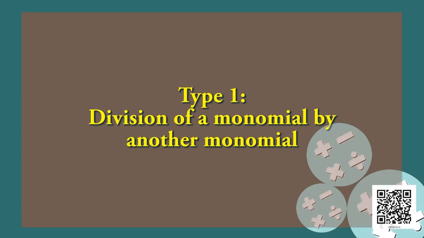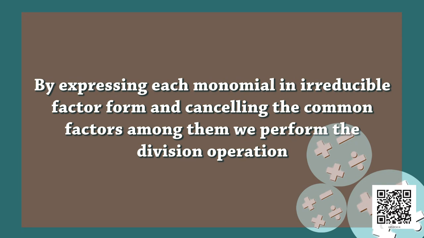Type 1, division of a monomial by another monomial. We know that a monomial is an algebraic expression containing one term. So, for such type of monomial, how to perform the division is explained as below. By expressing each monomial in irreducible factor form and cancelling the common factors among them, we perform the division operation. Let us illustrate this by different examples.